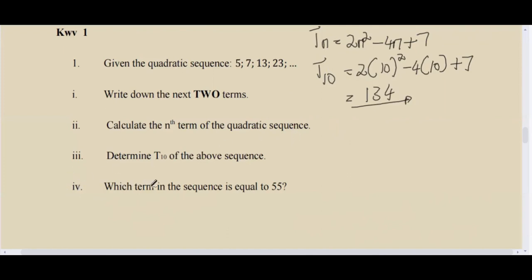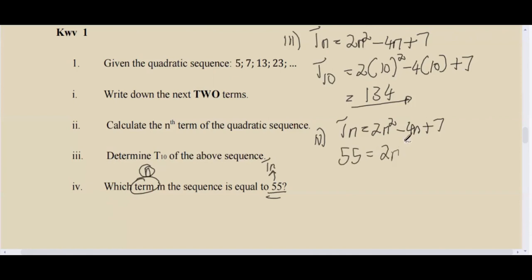Then number 4 says which term in the sequence is equal to 55. Now, how do we do this one? This was number 3. Then in order to do number 4, understand they wanted the term. Which term? So at this point, they are now looking for n, and they gave you the value for Tn, right? So you have again that formula Tn is equal to 2n squared minus 4n plus 7, right? So in the place of Tn, we can just substitute that 55, and then we have 2n squared minus 4n plus 7. Right. So that means at this point we are looking for n.